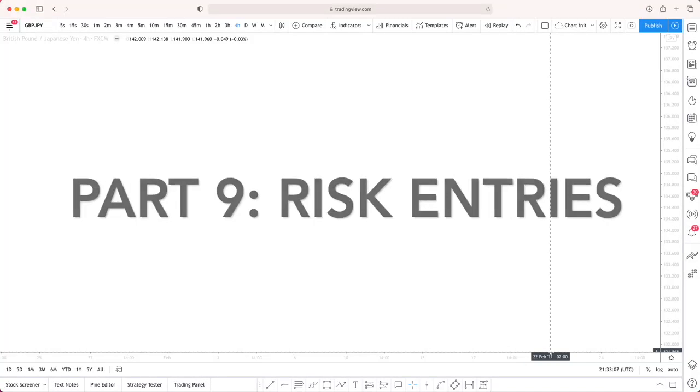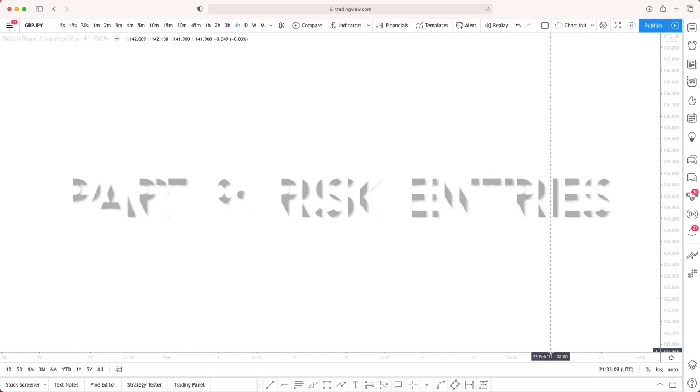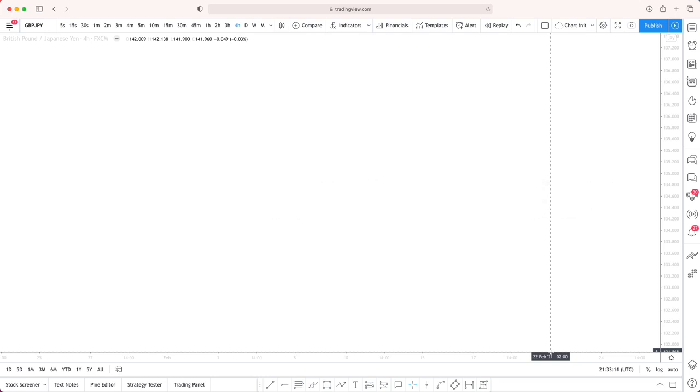Fine. Now, as mentioned in the previous video, we're going to split the entry criteria into two videos. So this video is going to be based on risk entries. Now, they're called risk entries for a reason. It's because they have a lower strike rate, but it is a set and forget method. So how does this work?